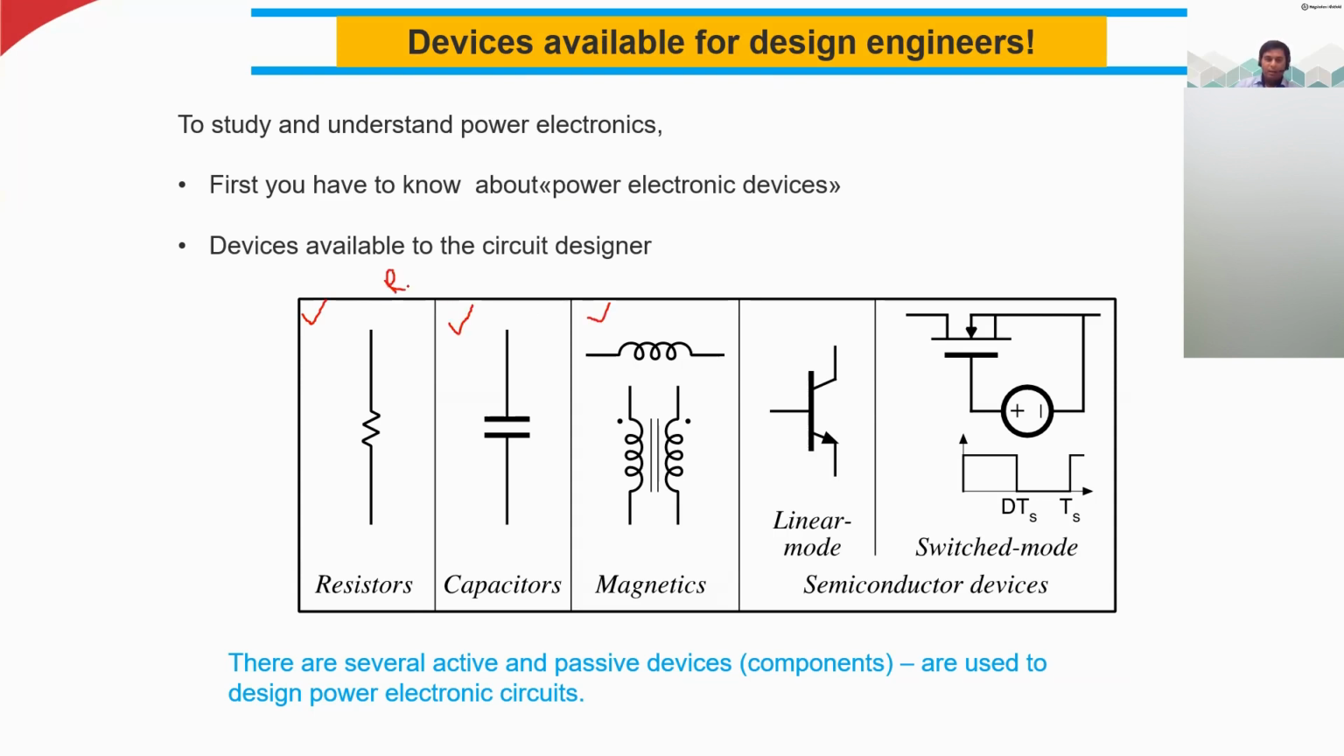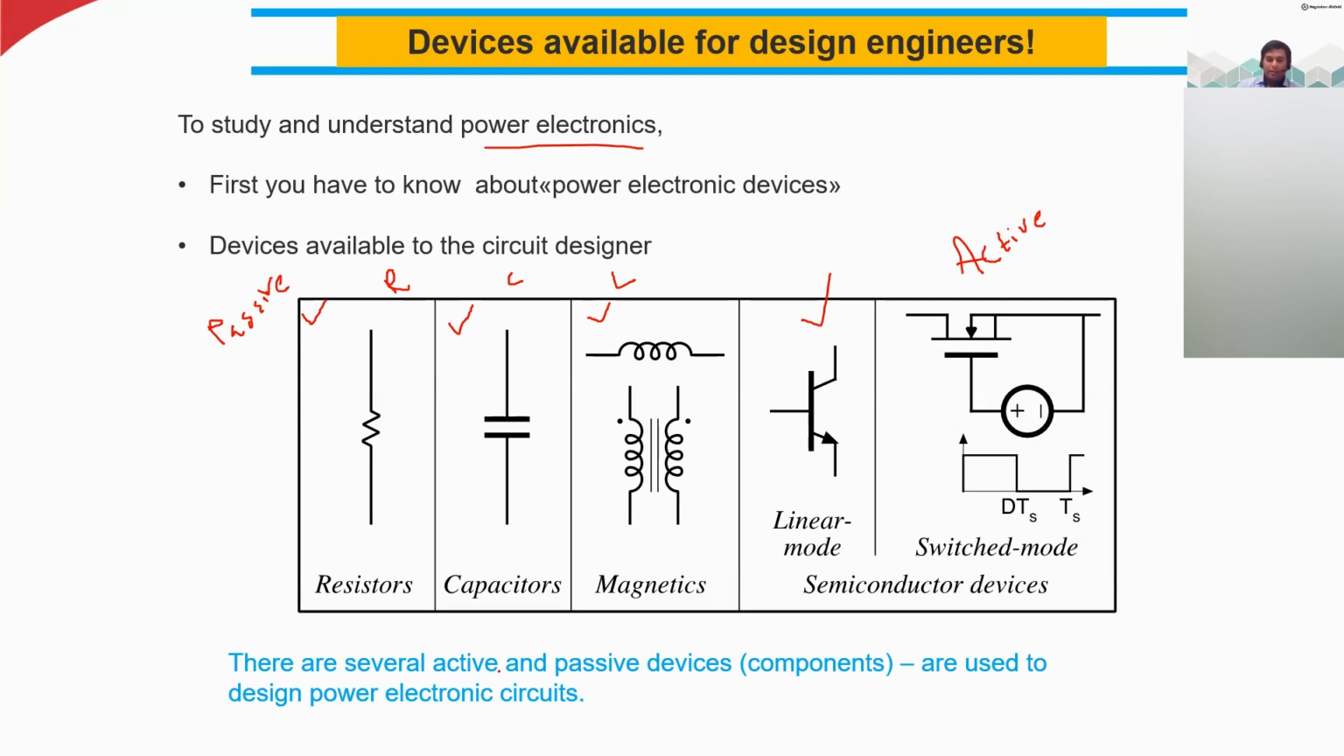RLC. These are the passive components, okay? And we have active components, which are transistors, operational amplifiers, and different types of transistors. For example, BJT is a transistor, FET is a transistor, MOSFET is a transistor. So we have so many different types of transistors. These are all semiconductor devices. So we can use passive devices, and we can use active devices to construct the power electronic circuit.